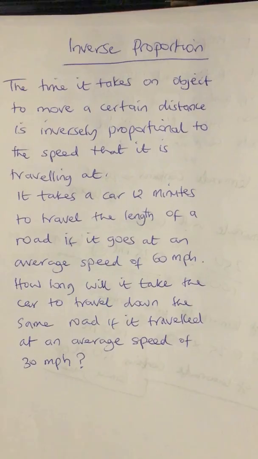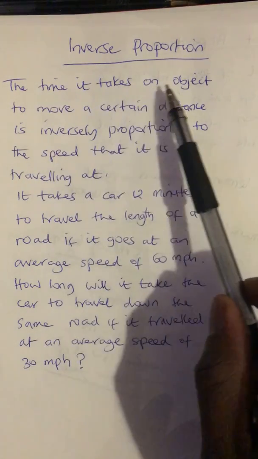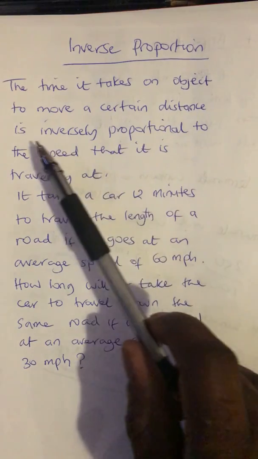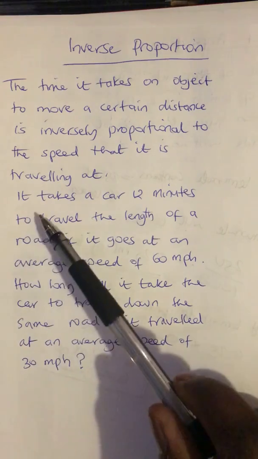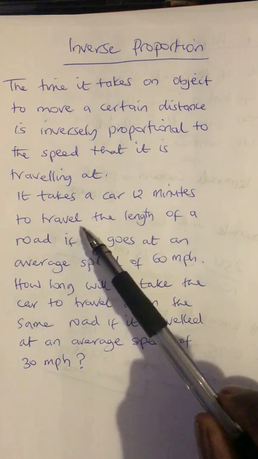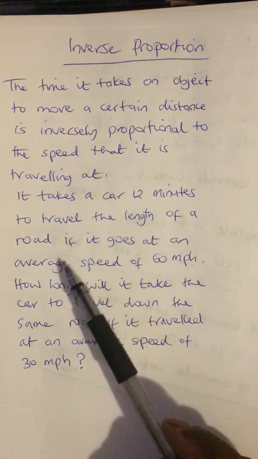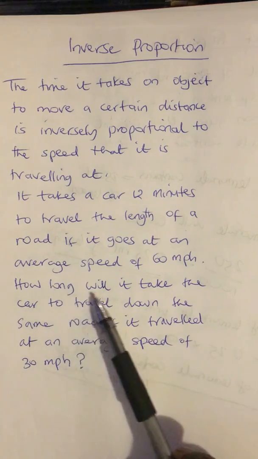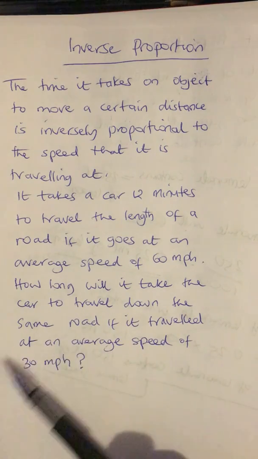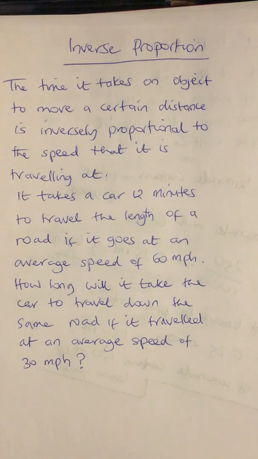So we'll take one last example on inverse proportion. The wording of this particular example is a little bit longer than normal, but it's good because it helps build our understanding. The question says the time it takes an object to move a certain distance is inversely proportional to the speed it is traveling at. It takes a car 12 minutes to travel the length of a road at an average speed of 60 miles per hour. How long will it take that car to travel down the same road at an average speed of 30 miles per hour?